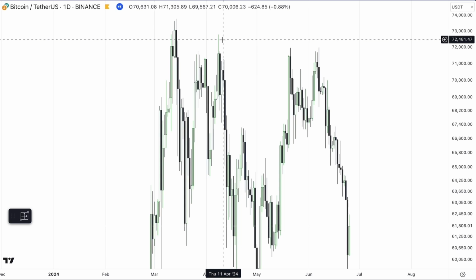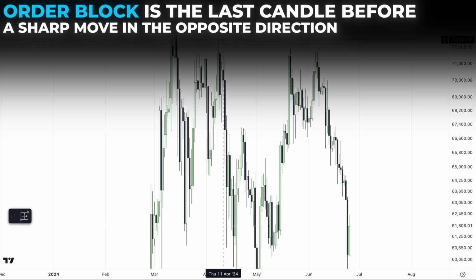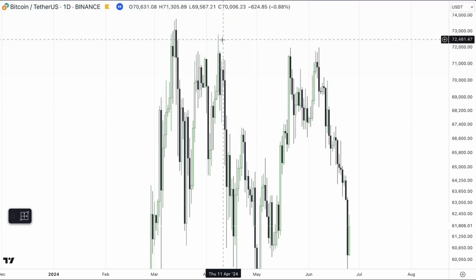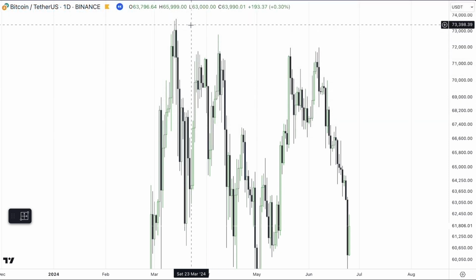I'm going to sound like your basic news page from investopedia.com here, but in its essence, the order block is the last candle before a sharp move in the opposite direction. So for rejection, it will be the last up candle before a sharp down move. For a bottom, it will be the last down candle before a sharp engulfing candle in the up direction.